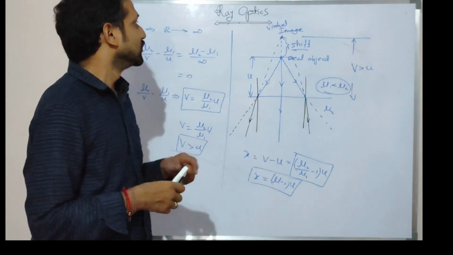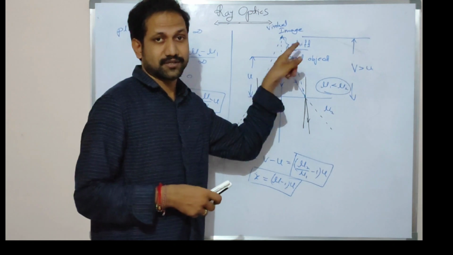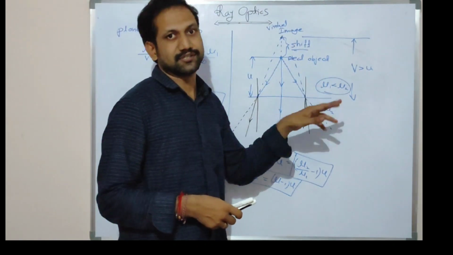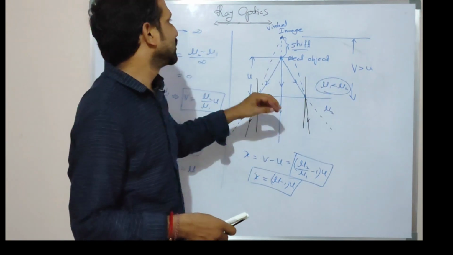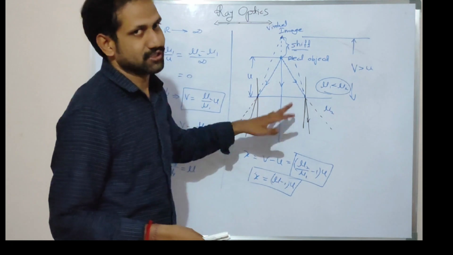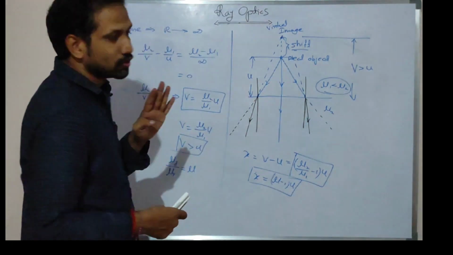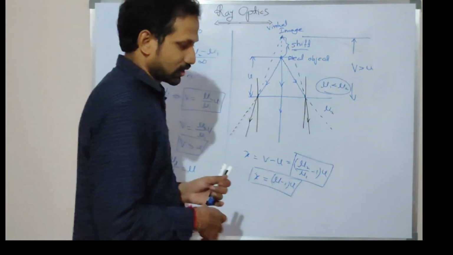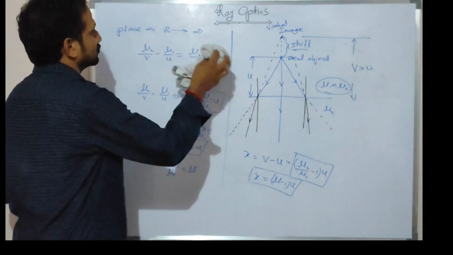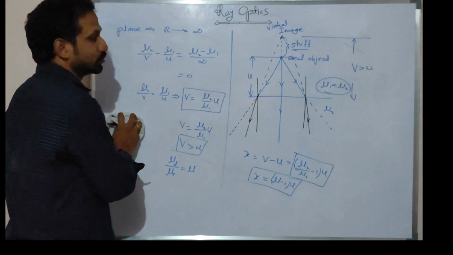This is case 1, where the real object is placed inside the rarer medium. Case 2 will be if a virtual object is placed inside the rarer medium. Case 3 will be if a real object is in the denser medium. Case 4 will be if a virtual object is in the denser medium. So like that there are 4 cases. I'll give you shortcuts to remember these 4 cases also. I hope you are getting this.